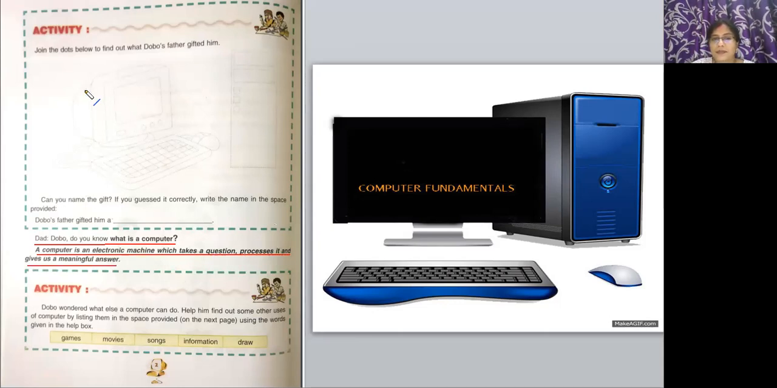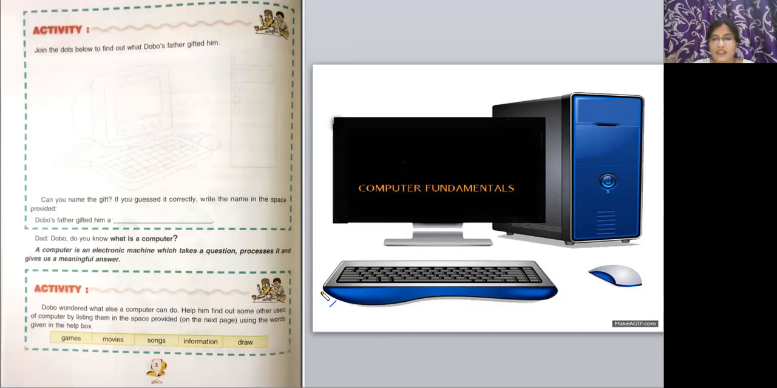For example, 1 plus 1 equals 2. What did we do here? We gave the computer the task of adding two numbers. By adding the two numbers, the computer gave us the value 2. So it worked on it and finally gave us a meaningful result. A computer is an electronic machine which takes the question from us and processes it. Processing is nothing but working on it, performing an action on whatever command we have given, and it gives a meaningful answer to it.